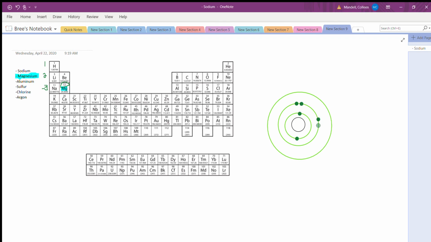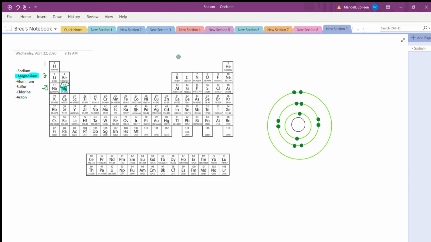2, 4, 6, 8. That gives me 10 total, right? Because 2 plus 8 is 10. Which means I need 2 more to get to 12. So 2 more on my most outside shell. And that's going to be the Bohr model for magnesium. Again, what I did was figure out how many shells there were by counting down, figured out how many electrons there would be using the atomic number, then I started to place them.